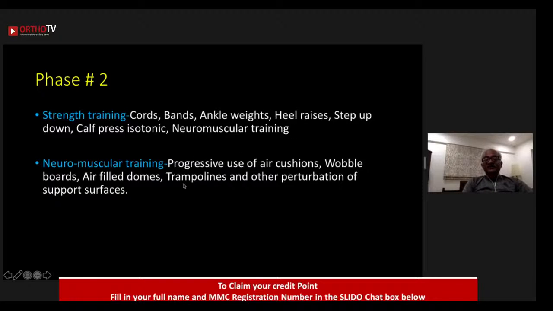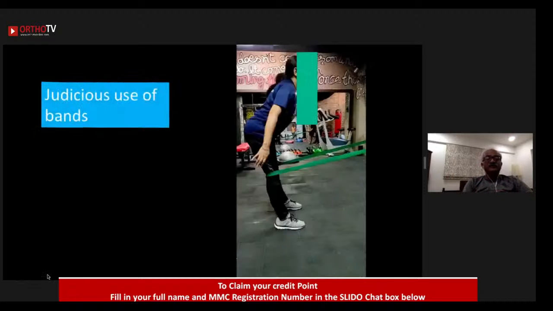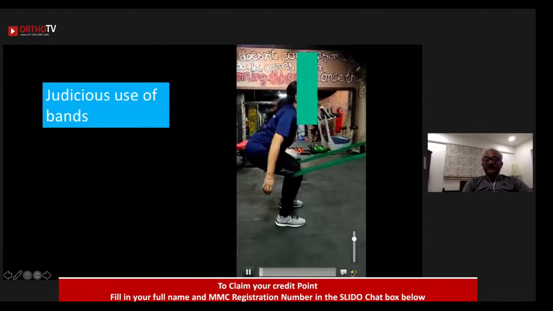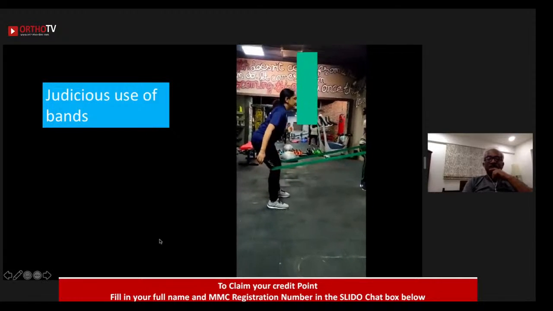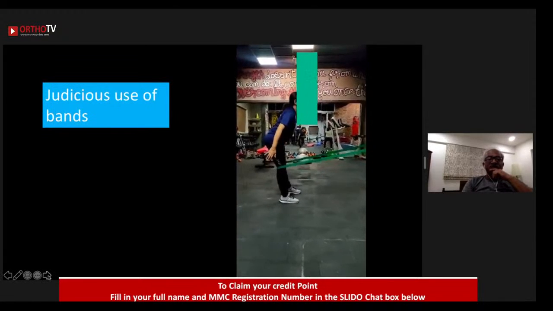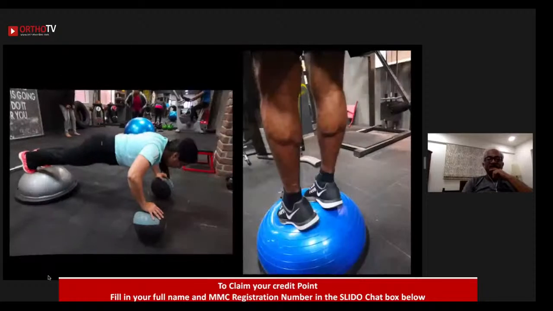The neuromuscular training talks about the proprioceptive exercises where we use progressive use of air cushions, wobble boards, those unstable surfaces, air-filled domes like Bosu balls, trampolines, and other perturbation exercises on different surfaces. So judicious use of bands, as you can see here, this lady is using TheraBands and she's trying to do isotonic exercises with TheraBands. So these are strengthening exercises which we do.